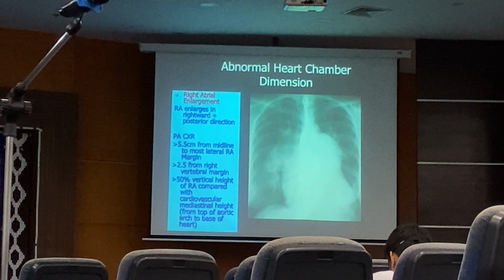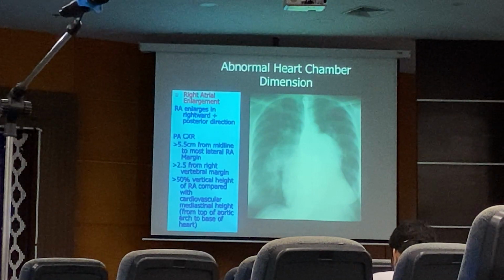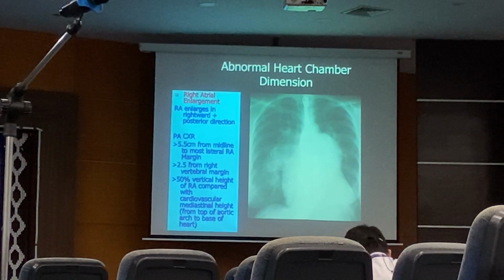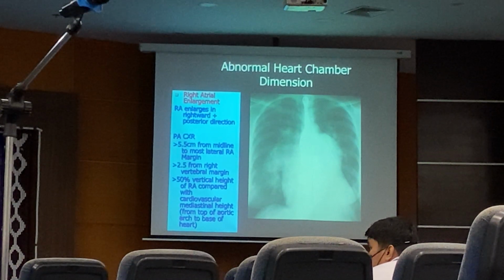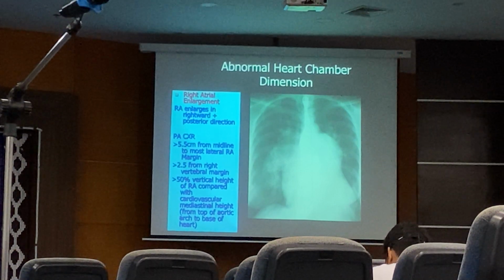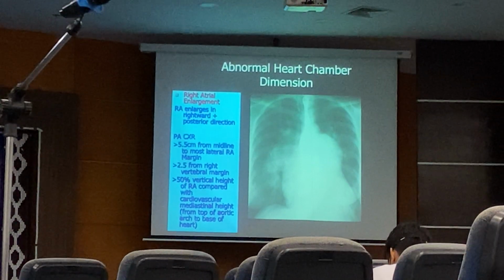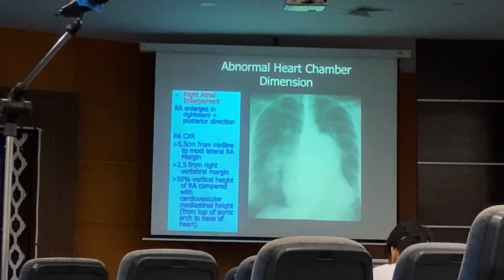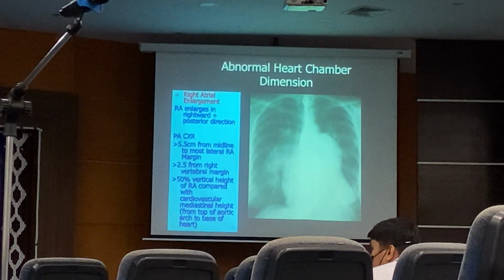For right atrial enlargement, the right atrium enlarges in a rightward and posterior direction. What do you see in the PA chest X-ray? From the midline, you can see the margin or the height of your right atrium would be greater than 50% of the height from the base to the atrium of your right great vessel. So again, if you have right atrial enlargement, mostly your right main pulmonary artery segment would be dilated as well.